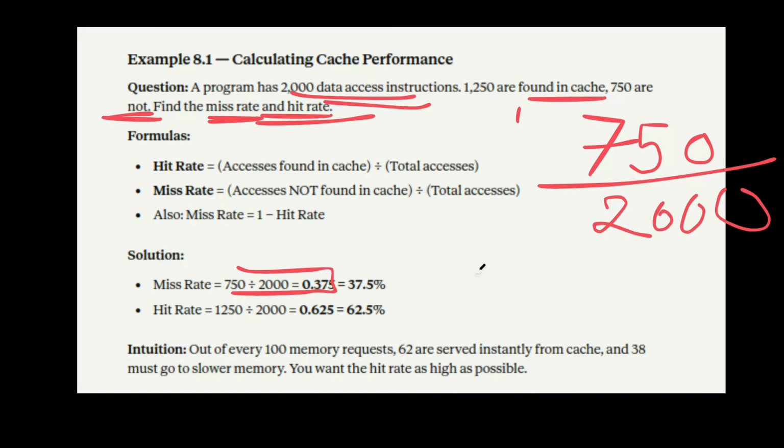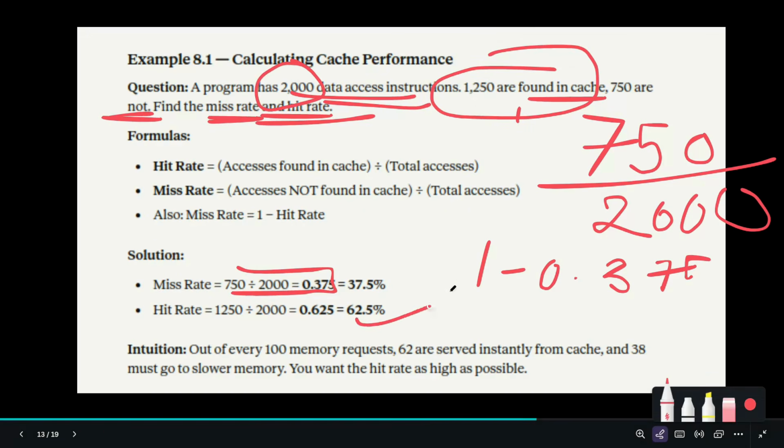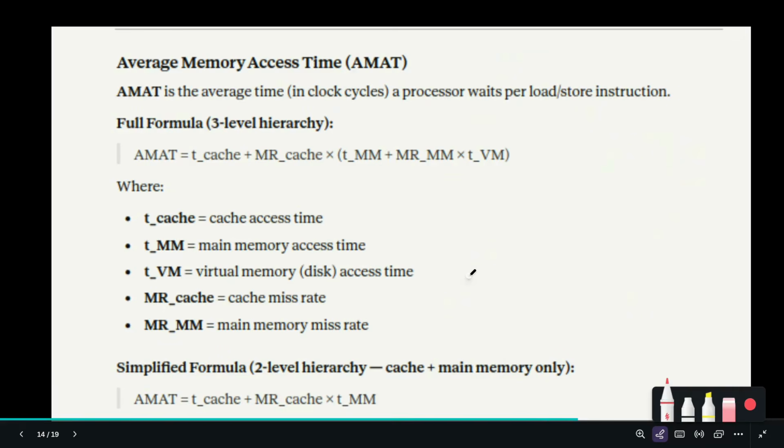You can calculate the hit rate as 1 minus 0.375, or you can divide the total data hit, which is given to us as 1250, because these are the data that is found in the cache. So you can divide 1250 by this 2000, and you will get the hit rate. Fine.